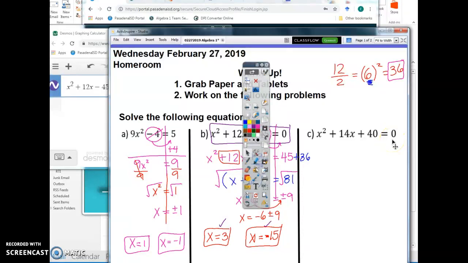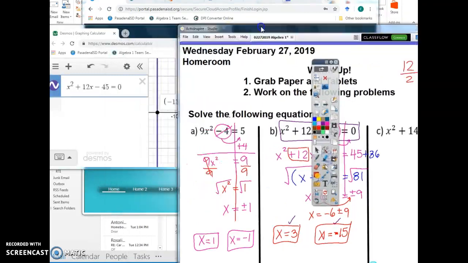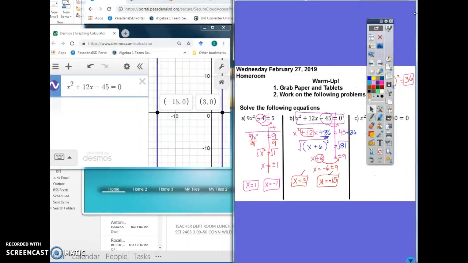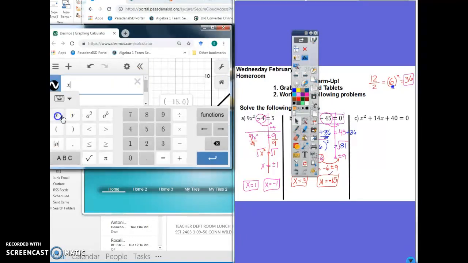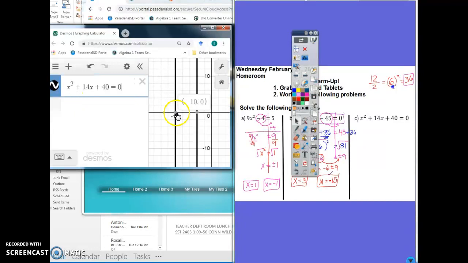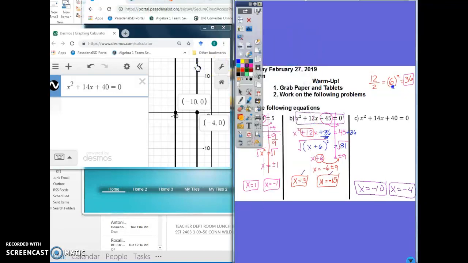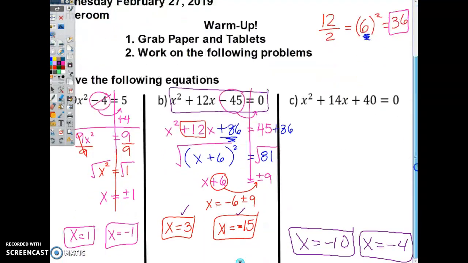So let's type this in Desmos, find the solutions. X squared plus 14x plus 40 equals 0. My solutions are negative 10 and negative 4. Write those down. X equals negative 10, X equals negative 4. Okay. What if they don't ask for the solutions? What if they say, I want you to complete the square?